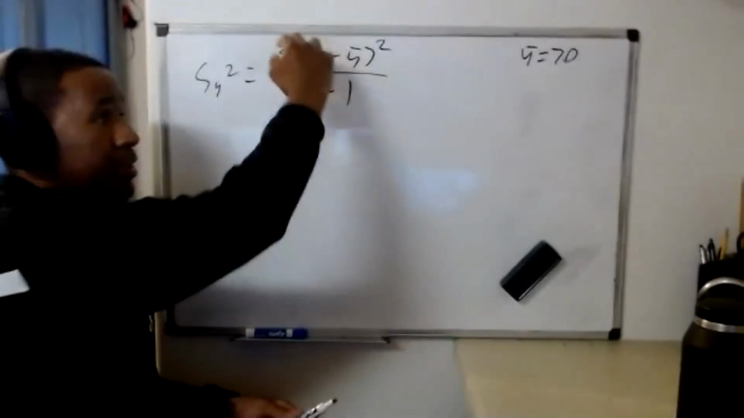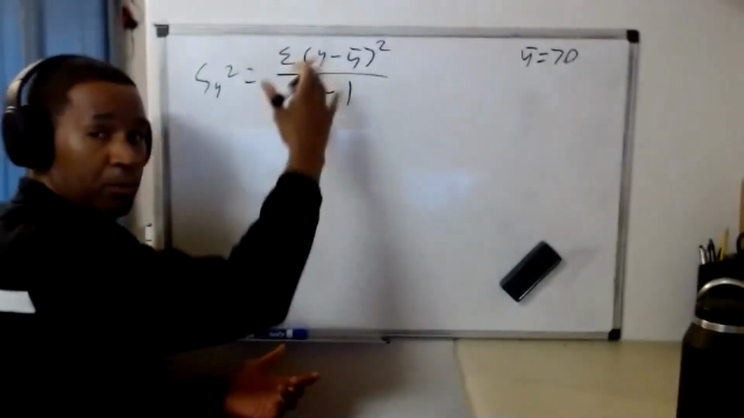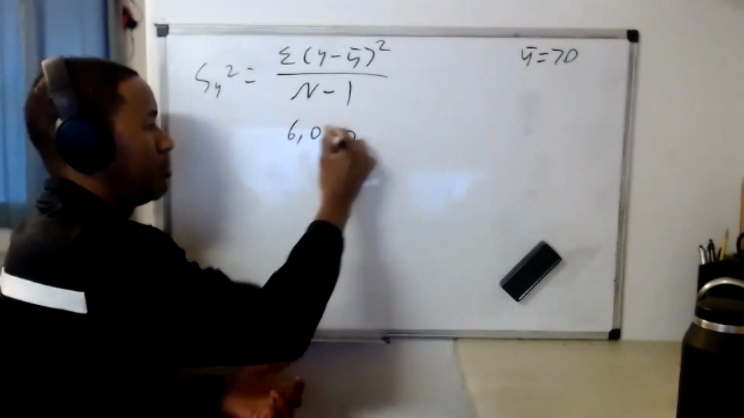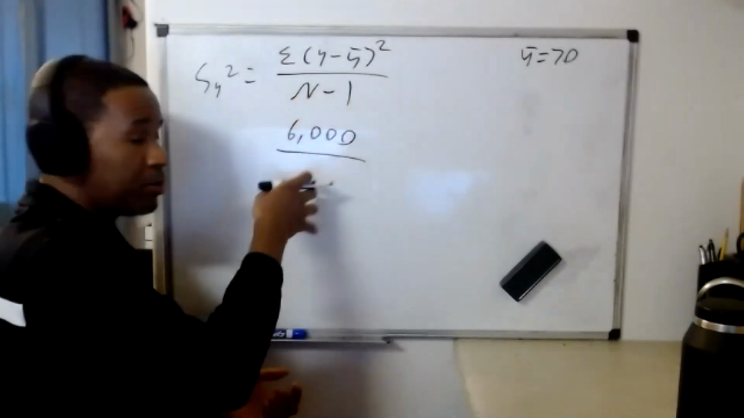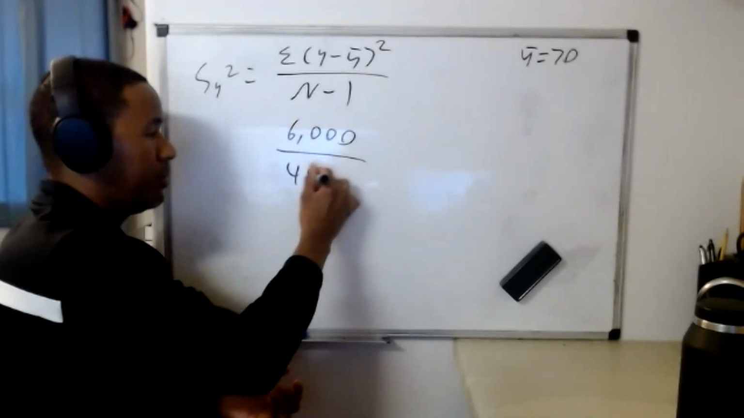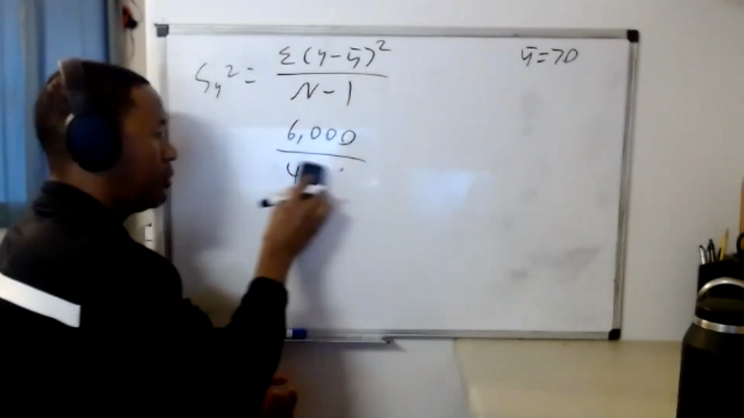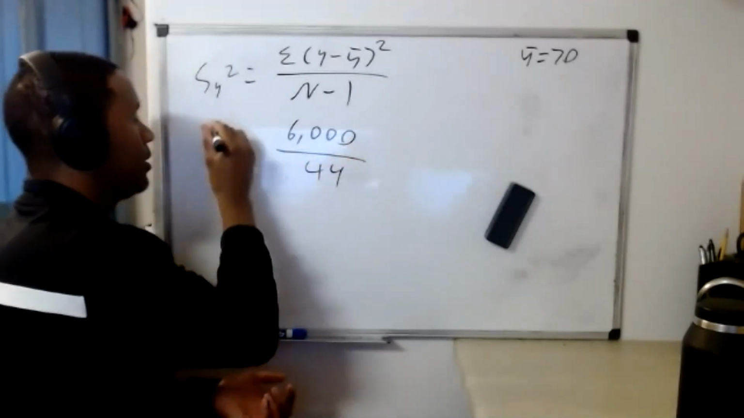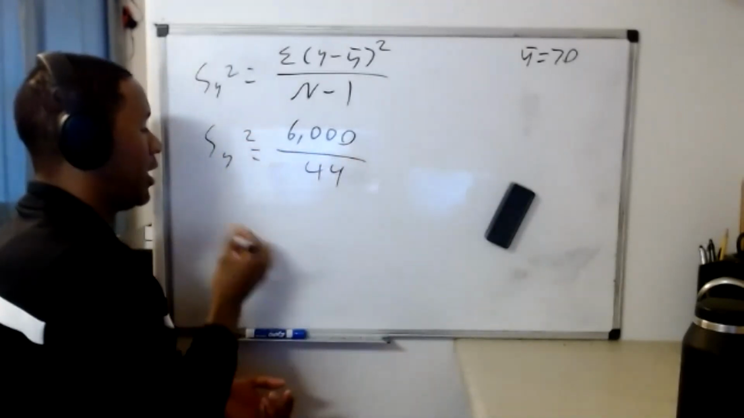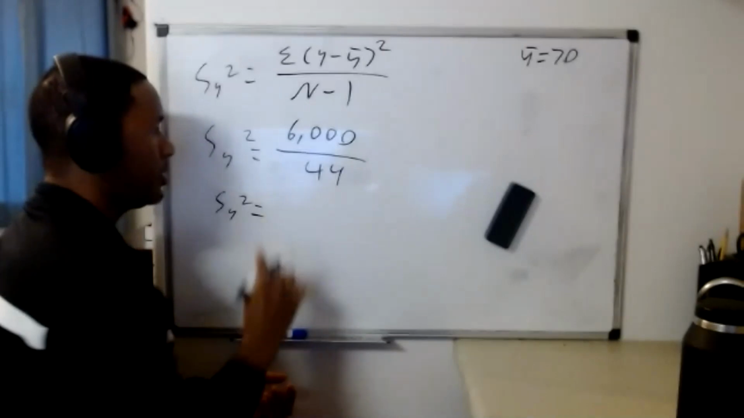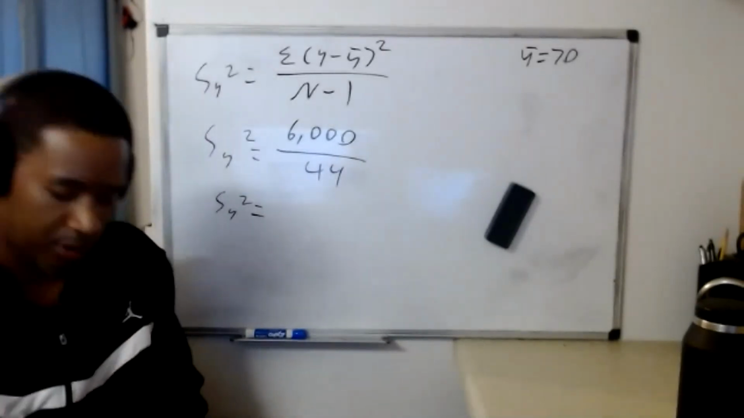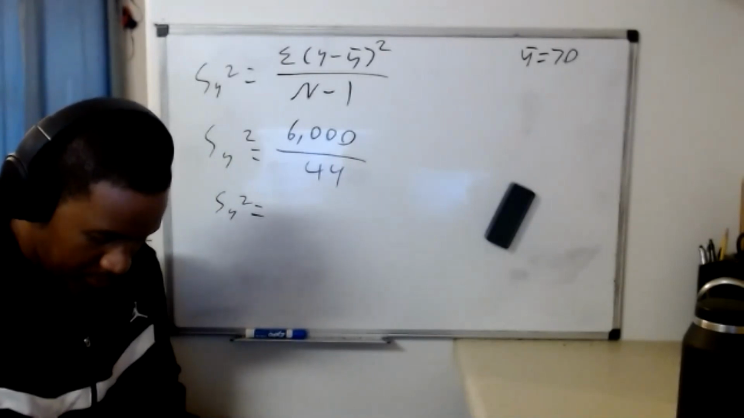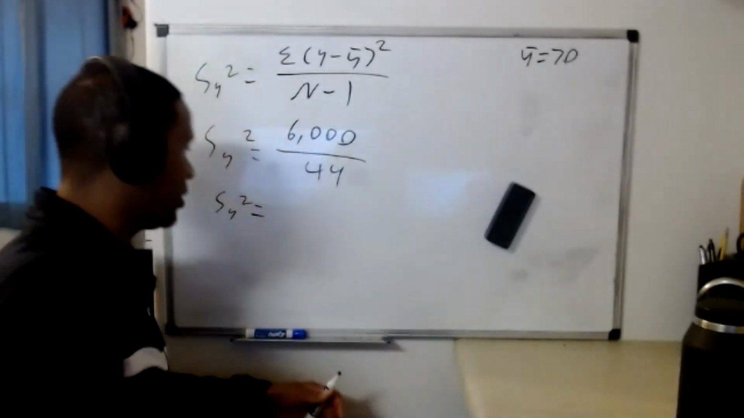So we've done all this. So when this is all done, it's 6,000. We need to divide by n minus 1. We know our n is 45 minus 1, which gives us 44, pretty simple. So 6,000 divided by 44 gives us a variance, which is equal to 136.36.